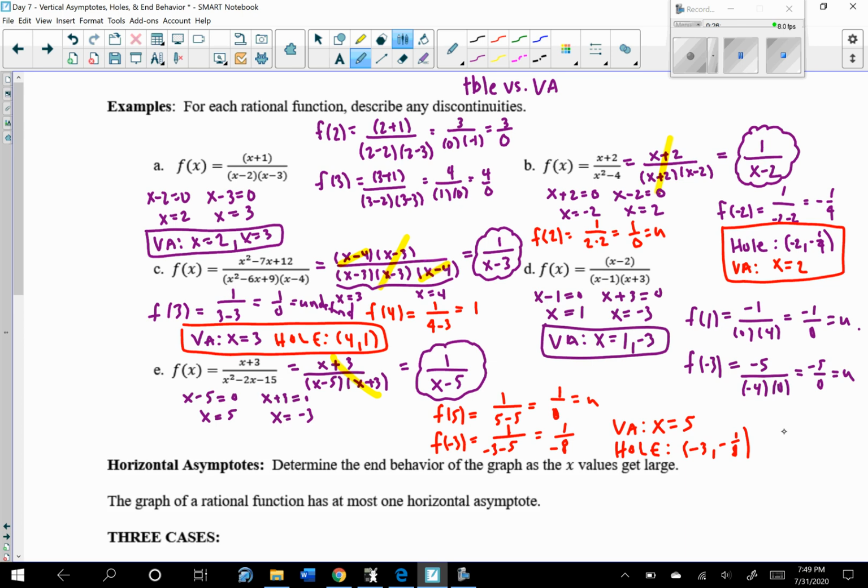Because we will be graphing these without using our graphing calculator, you need to be able to mark specifically on the graph where the hole is, and so by plugging into the simplified answer, that's how you get where that hole is, so you know where to put it on the graph without using your calculator.